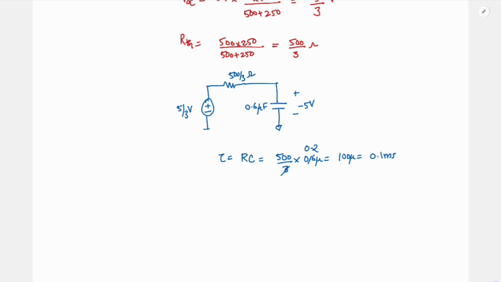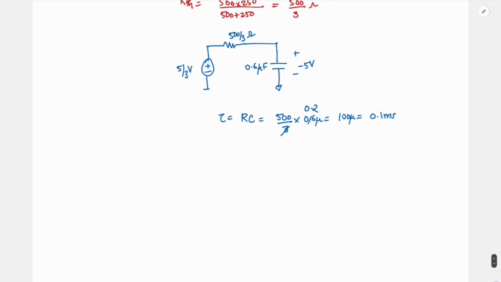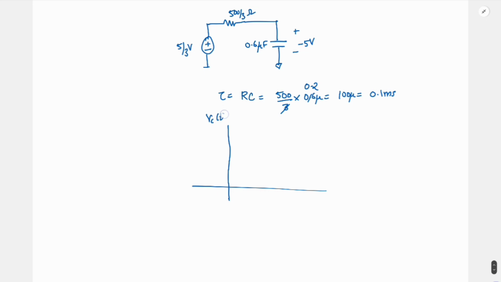So now the time constant we have got, and it is a single RC circuit, right? Simple RC circuit. So how will the response look like for this? So this is like a step response, right? So for Vc of t, at t equal to 0, it was minus 5 volt. And at t equal to infinity, what will be its voltage? It will be whatever is the voltage this circuit is providing, right? So it will be 5 by 3 volts. So somewhere here, 5 by 3 volt. And how will the response look like? So from here to here, it will have an exponential thing. And it will finally settle at t equal to infinity.